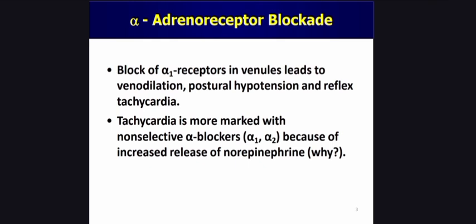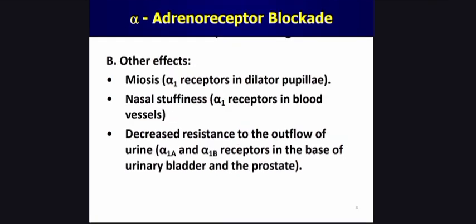Now, other effects of the alpha-adrenergic receptors outside of the cardiovascular system. Remember, in the eye, we said the alpha-1 receptors cause contraction of the radial muscle of the eye, leading to mydriasis. So if I block that, I'm going to have narrowing of the pupil, which is something we call miosis.